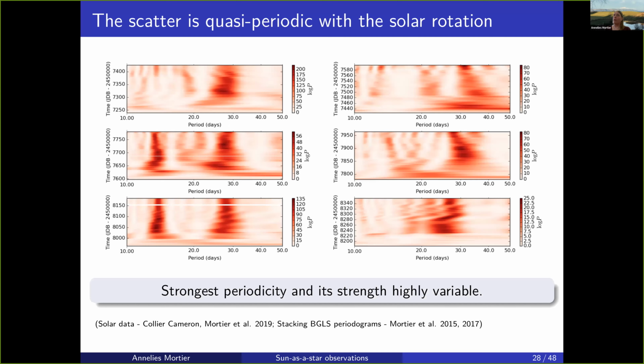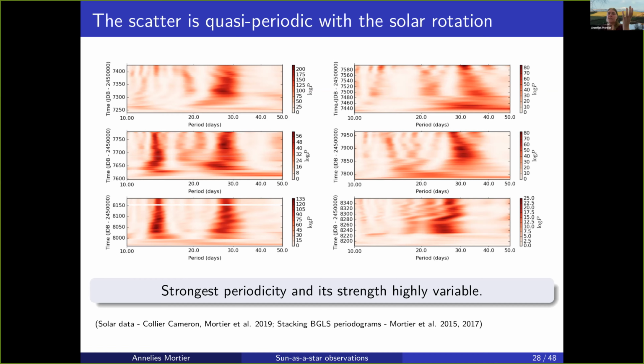First of all, as we probably all know, the scatter that we see in the solar data is quasi-periodic with the solar rotation. What you see here is 6 stacked periodograms, each from about 6 different months of solar data. A stacked periodogram, I'm hoping you all know what a periodogram is, basically means you take a bit of data, make a periodogram, add a data point, and do it again, and again. What you see here is time on the y-axis, period on the x-axis, and the color is the peaks in your periodogram. So the darker it is, the higher your peak, the more significant that periodicity.